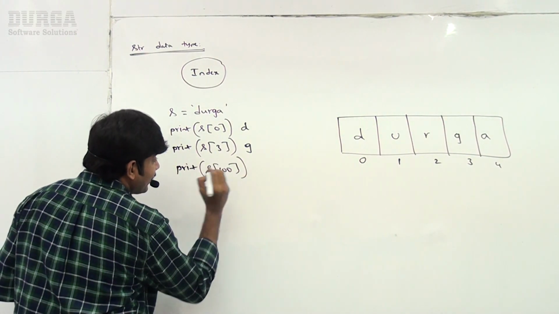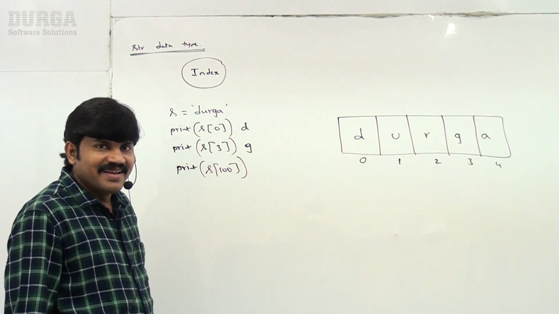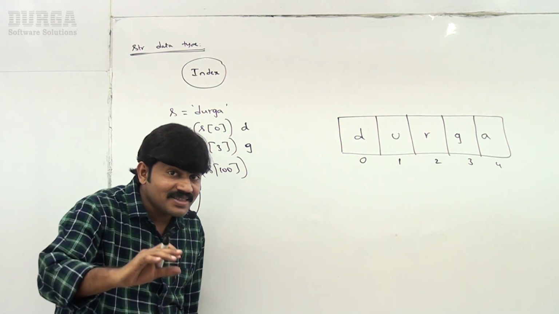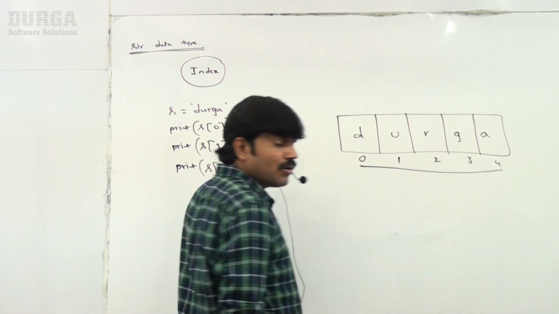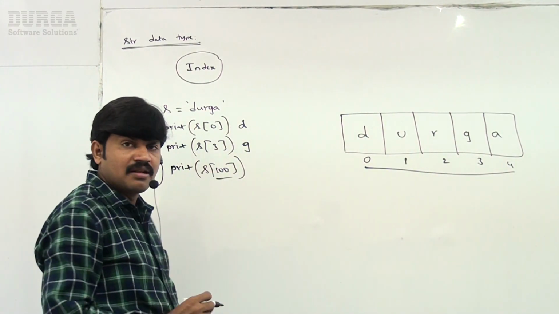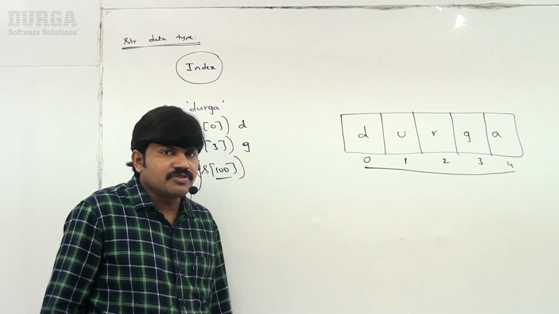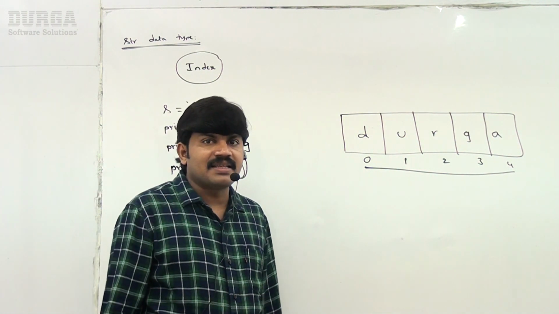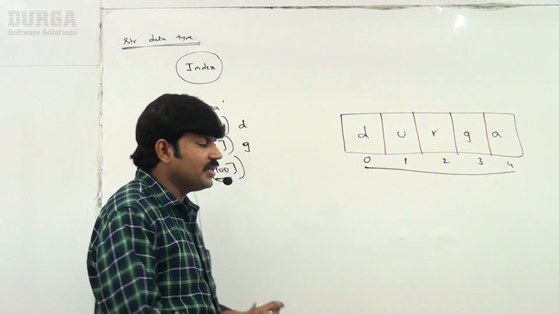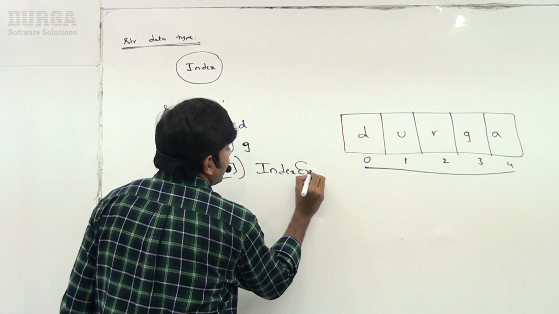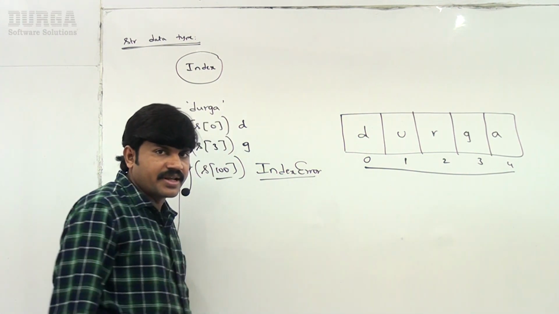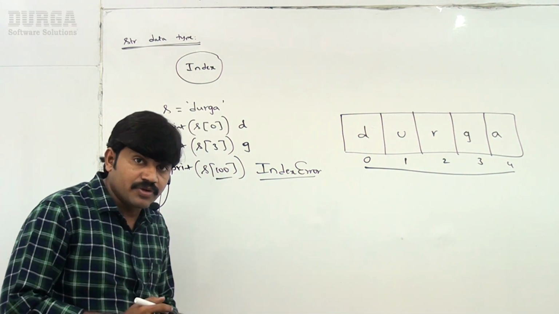Now print of S of 100 I am taking. For this S, what is the valid index? 0 to 4 only. But index 100 is not there. Immediately the Python virtual machine will raise an index error, string index out of range. What is the error we are going to get, sir? Index error.